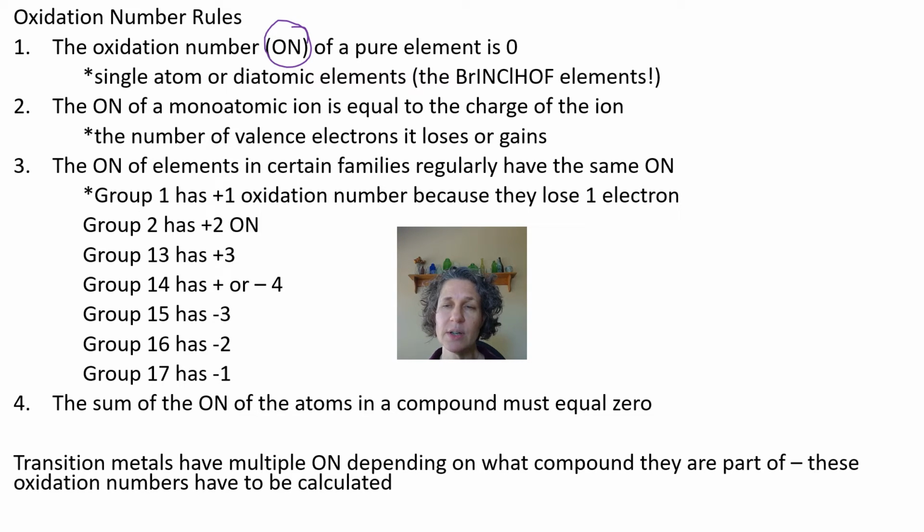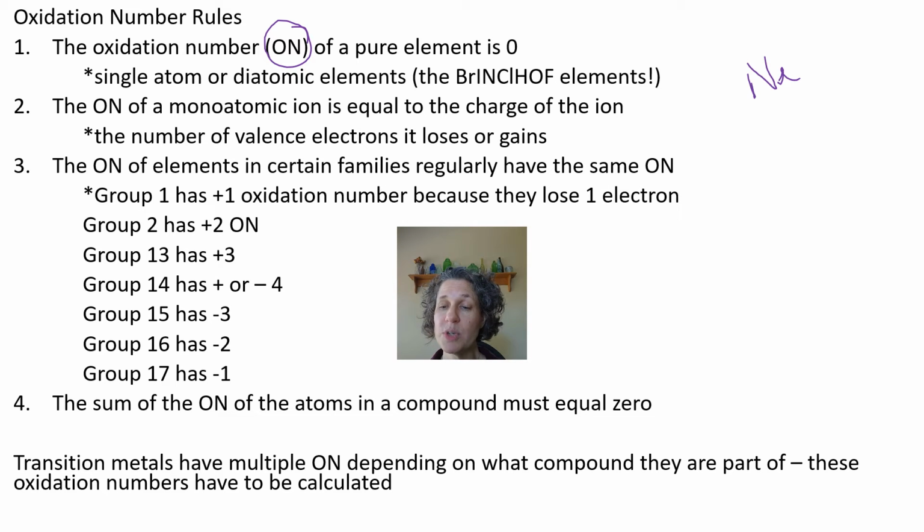And so it can be just a single element like sodium. It could just be Na, or it could be one of the diatomic elements that we've talked about, the Brinkelhoffs. Remember, you wrote those on your periodic table. If you see an element by itself or one of our special diatomic elements, its oxidation number is 0. Okay. Number 2, the oxidation number of a monatomic ion is equal to the charge.